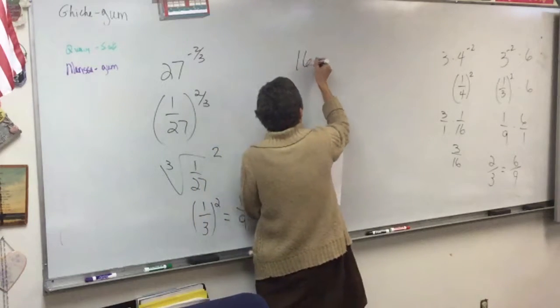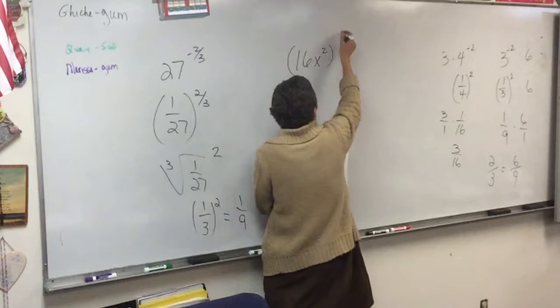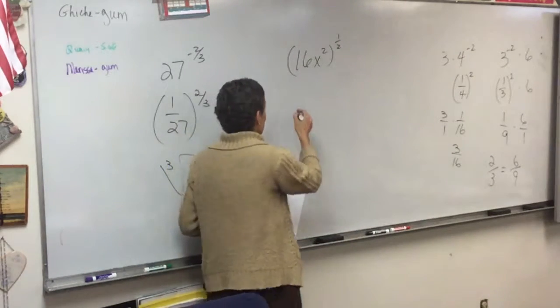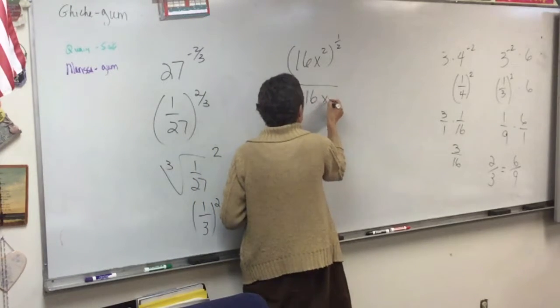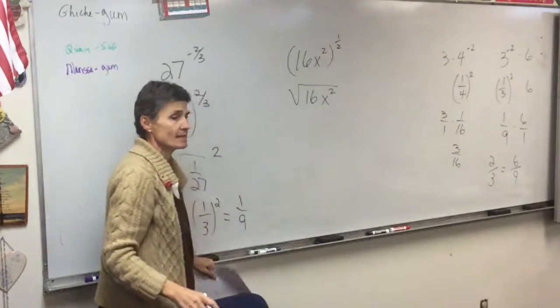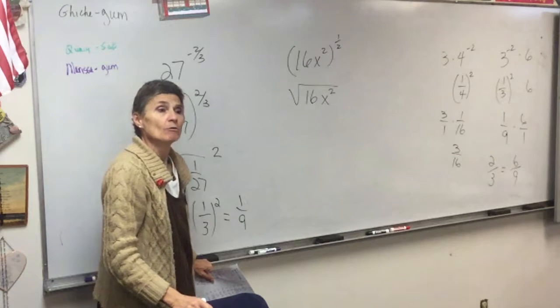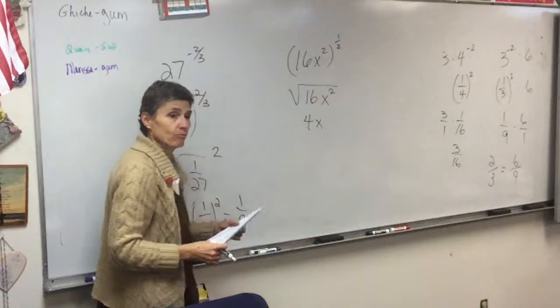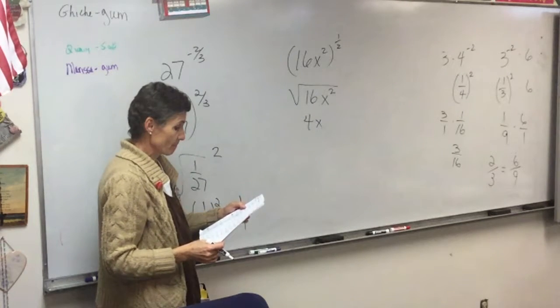So 16x squared to the 1/2. What does that mean? Take the square root. So what's the square root of 16x squared? 4x. So the answer to the problem is 4x.